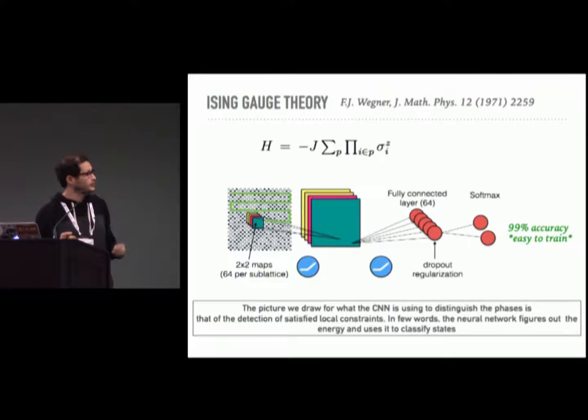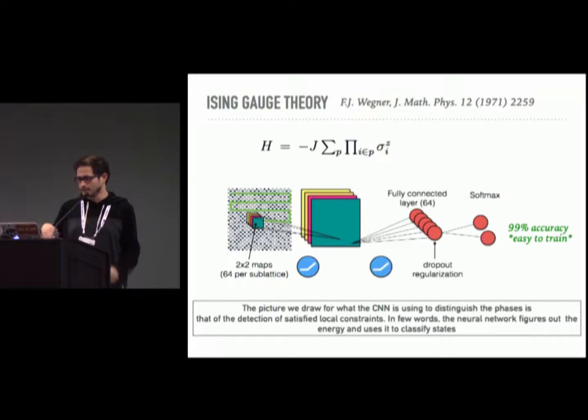This is the one I came up with for the first successful attempt, and it uses a convolutional neural network with small filters that I slide around the configuration. If I train this with supervised learning, the same way I did for the Ising model, I get 99% accuracy. It's easy to train, and it has all sorts of nice properties.